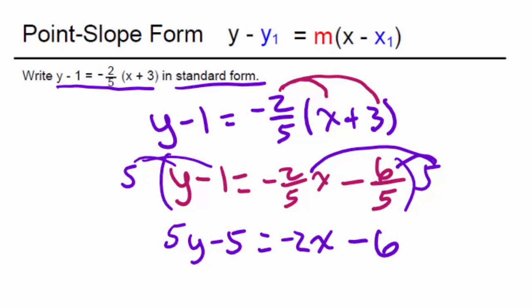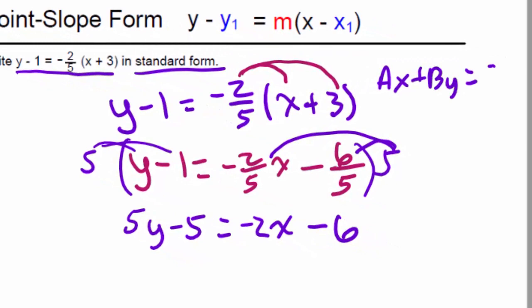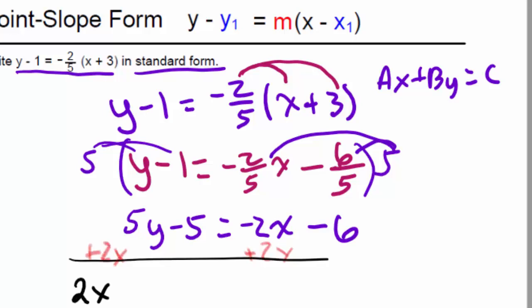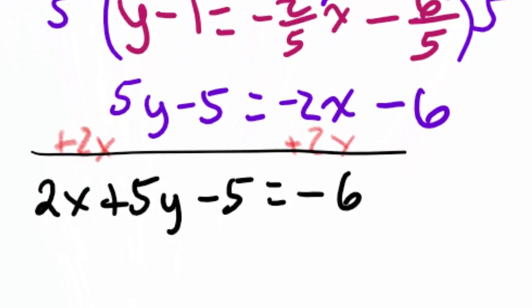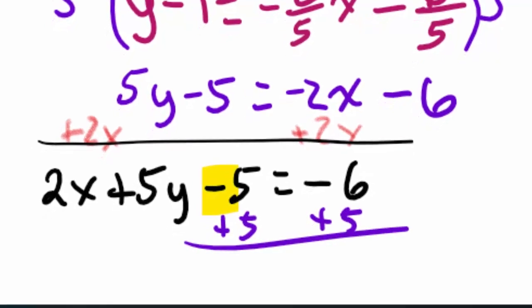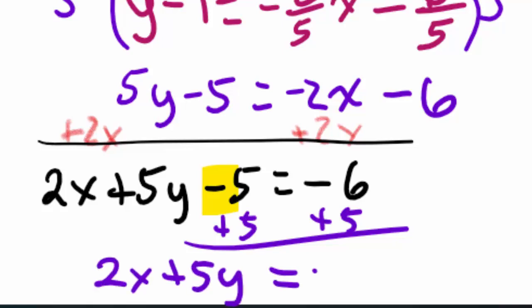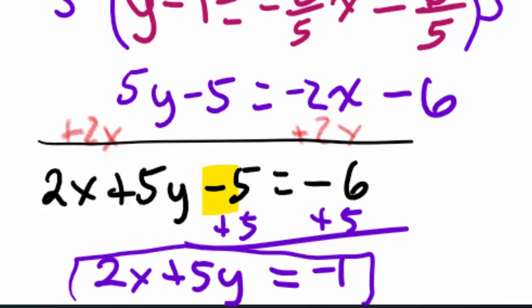Now, standard form is ax plus by equals c, so I've got to get the x and y values together. So I'm going to add the 2x right here on both sides, so plus 2x plus 2x. And that's going to give me 2x plus 5y minus 5 equals negative 6. And I'm almost there. I've got the x and y together, but I've got this other minus 5. That's a constant. That's supposed to be on the other side, so I need to add 5 to both sides to get that out of there. So now I'm left with 2x plus 5y equals, and negative 6 plus 5 is negative 1. And this right here is my standard form.